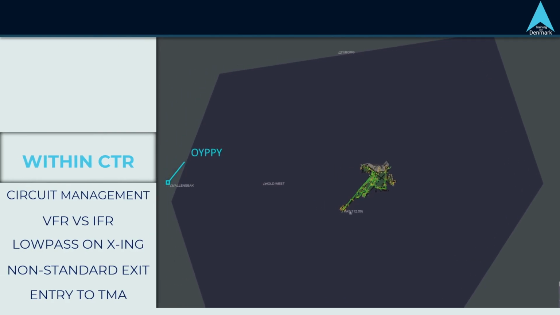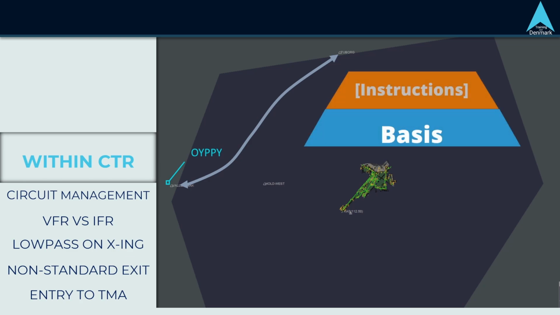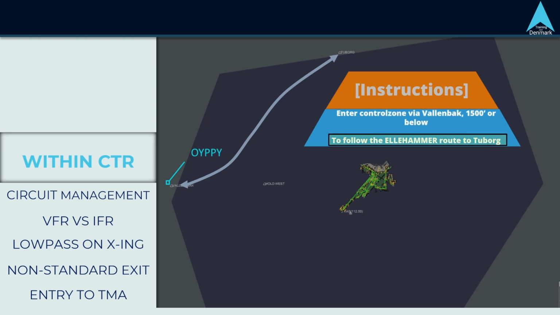Flights within the control zone away from the airport actually do happen. Sometimes planes just want to follow the Lillehammer route or fly around Copenhagen away from the airport. In this case, you use the same structure. Enter control zone via VATSIM-Scandinavia 1,500 feet or below to follow the Lillehammer route. See, this is replacing the instruction to join the circuit.